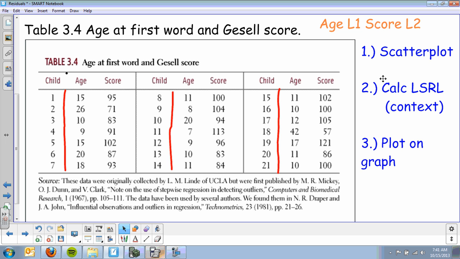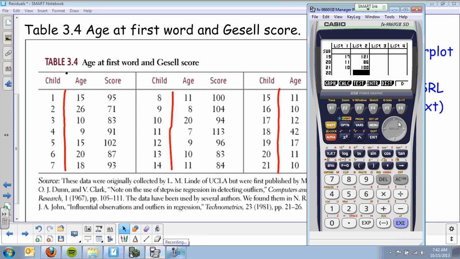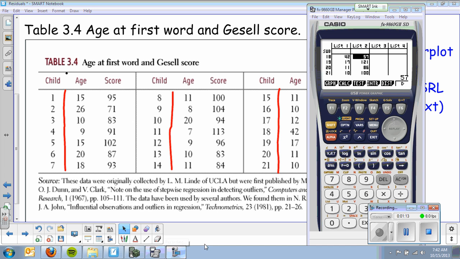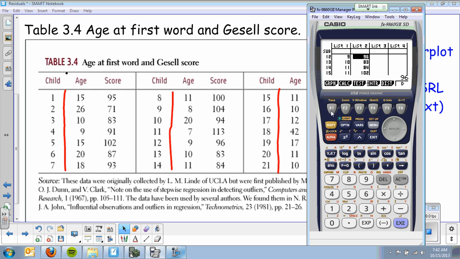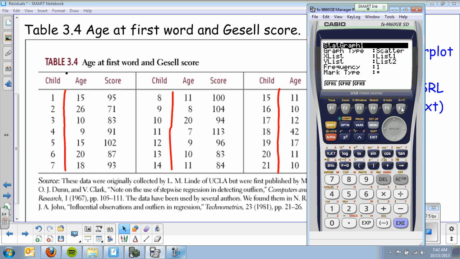Okay, so we make a scatter plot, calculate the least squares regression line, and plot it on the graph. I'm going to show you how to do all of those on your Casio calculator. First, type the data in list 1, list 2. Then go to graph. I want to make sure my settings are correct, so I go to stat graph 1. Make sure it's a scatter plot, x list is list 1, y list is list 2, and exit, then click graph 1, and there's my scatter plot.